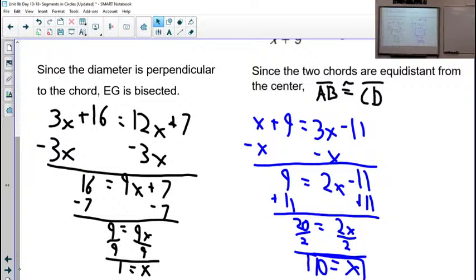If you want to check your answer, you can plug those in for x at the end and make sure that those are the same. So like we said, x was 10 here. So that means these two should match. On the left side, we have 10 plus 9 is 19. On the right side, we have 3 times 10 is 30 minus 11 is also 19. And there we have those two chords being the same.